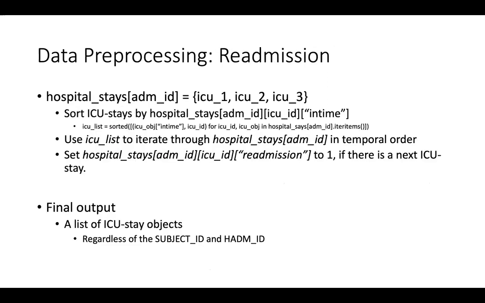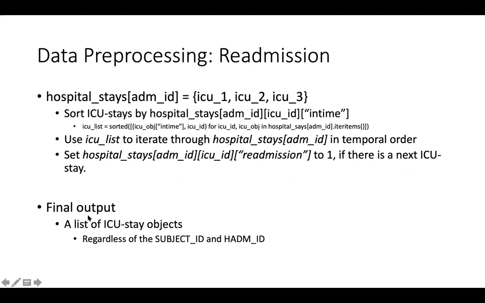And then same deal, same as the hospital level readmission prediction. We're going to sort the individual ICU stays under the hospital ID using the in time. So we just sort them, and obtain the ICU list, and then use the ICU list to iterate through the hospital system, iterate through the individual admission IDs in temporal order, so that we can label which ones are positive, the positive being 1, and which ones are negative. So the readmission label would be labeled correctly.